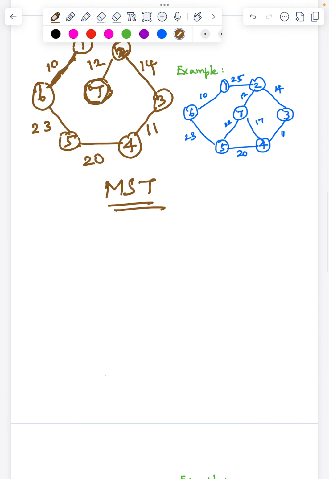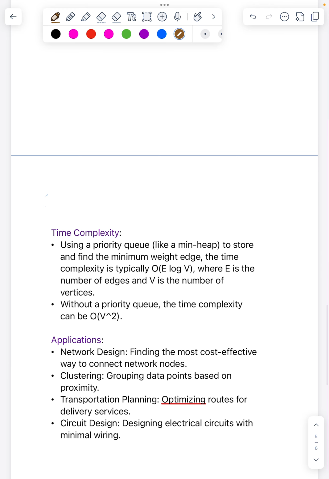Coming to the time complexity of this minimum spanning tree algorithm. Here we are using a priority queue. Why? Every time we are extracting a min cost edge, for which we use a min heap. So we use a priority queue, which is a min heap, to store and find the minimum weight edge every time. The time complexity, as we know, is order of E log V, where E is the number of edges and V is the number of vertices. But if we do not use a priority queue, then every time we have to check the remaining vertices, so the complexity would be order of V square.